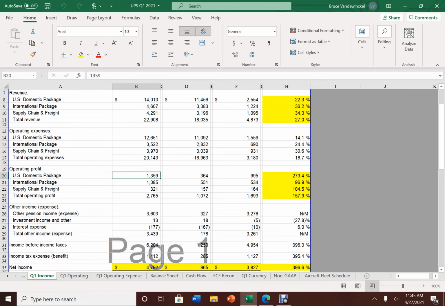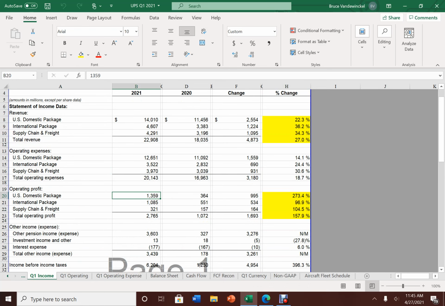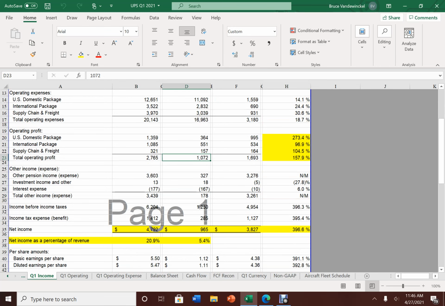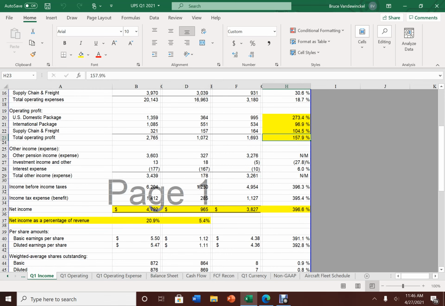If you look at the US domestic package segment, their operating profit increased 273.4% year over year. Supply chain and freight operating profit increased 104.5%. Absolutely amazing news. Look how old UPS is as a company. Look at the operating profit, this is the earnings before interest and tax: 157.9%. Absolutely monster return. And if you look at the other incomes here, also a nice increase as well.